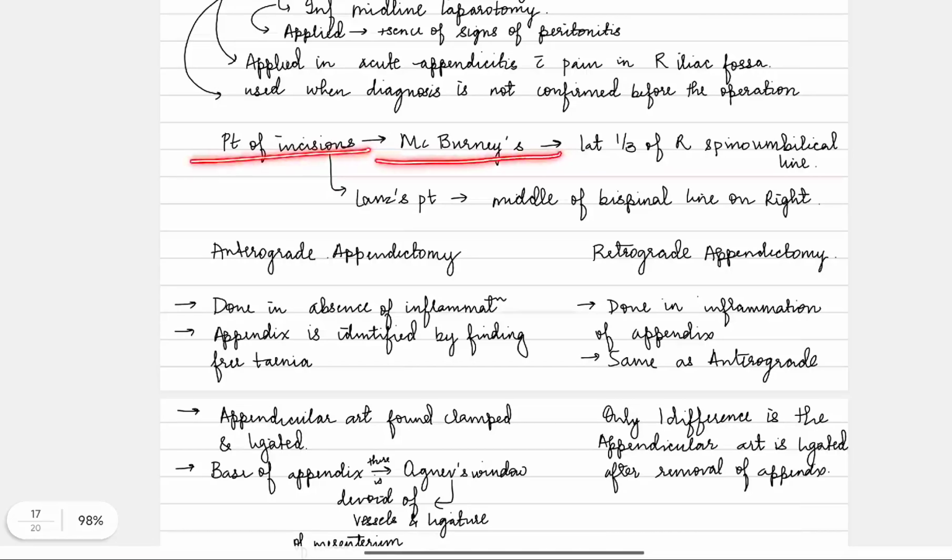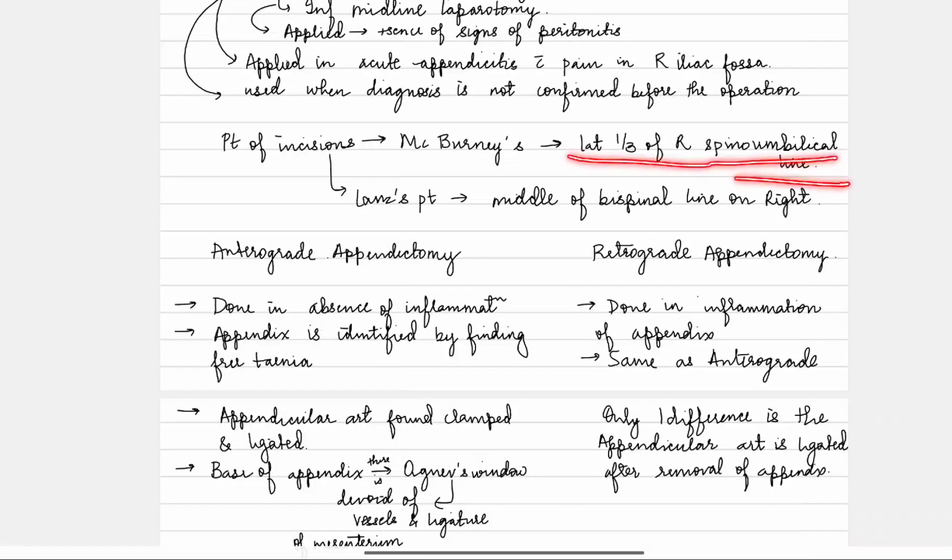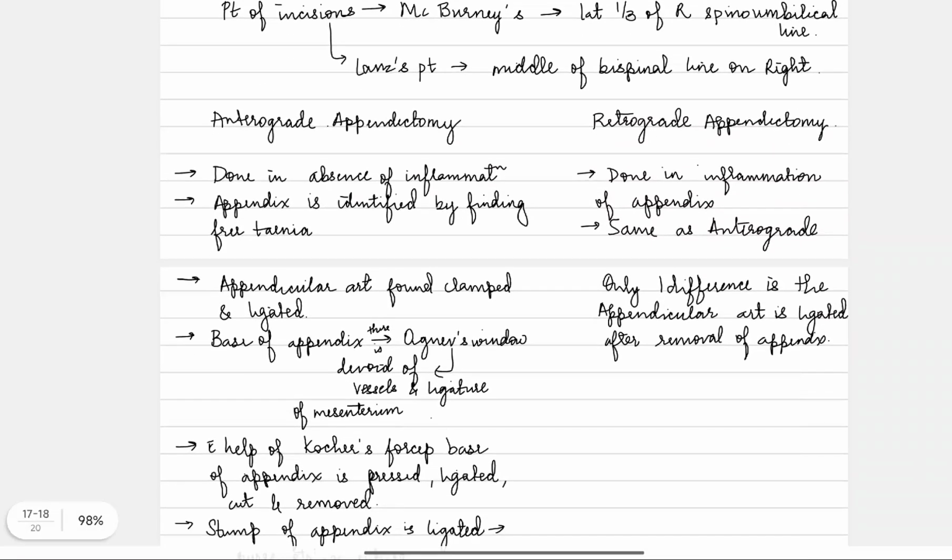Point of incision is McBurney's, the lateral 1/3 of the right spino-umbilical line. Lanz point, the midline of the bispinal line on the right. Anterograde appendectomy, retrograde appendectomy. Anterograde is done in the absence of inflammation. Retrograde appendectomy is done in the presence of inflammation.